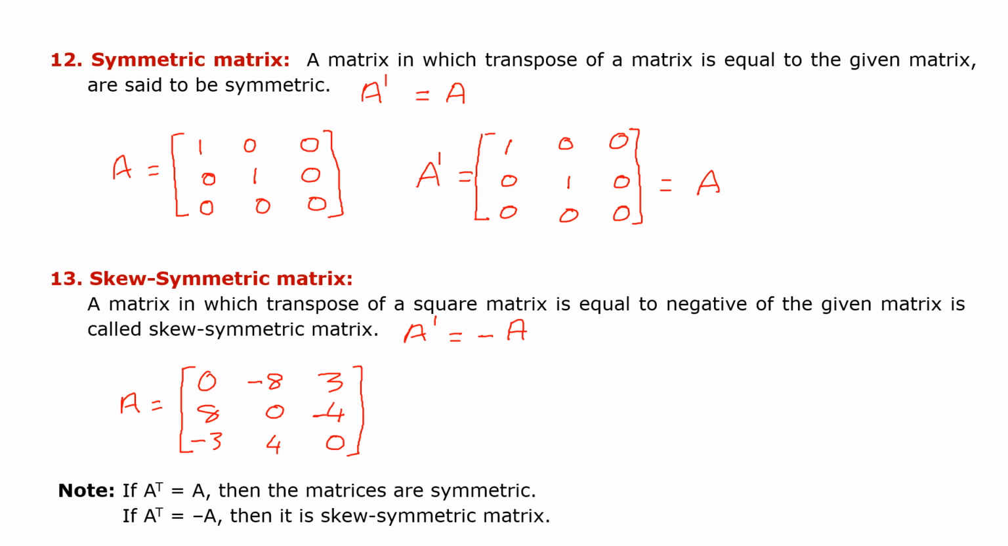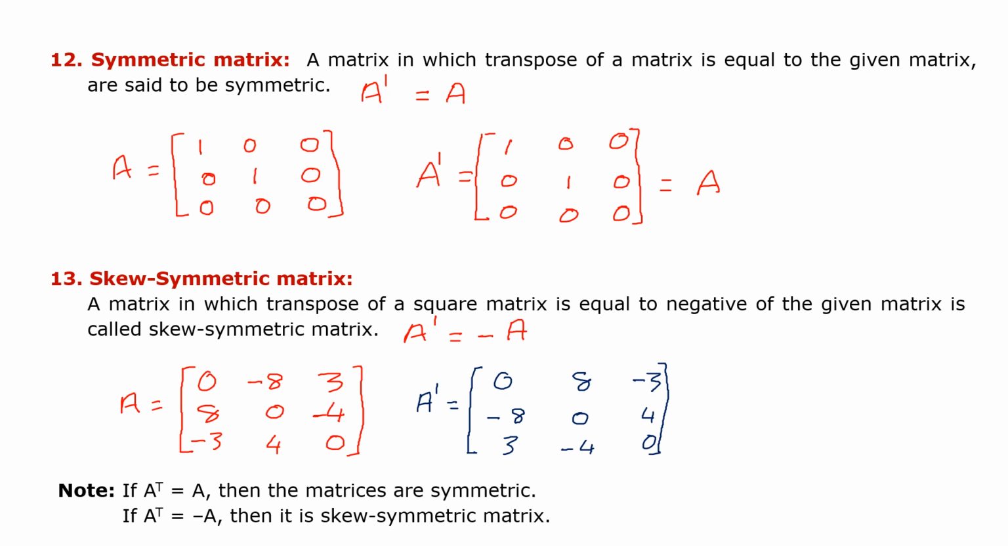Now let's find the transpose of this matrix. So transpose of this matrix, that is A dash. Now as you know, the first row becomes the first column here. So 0, minus 8, 3, 8, 0, minus 4, minus 3, 4, 0. Okay, this is the transpose.